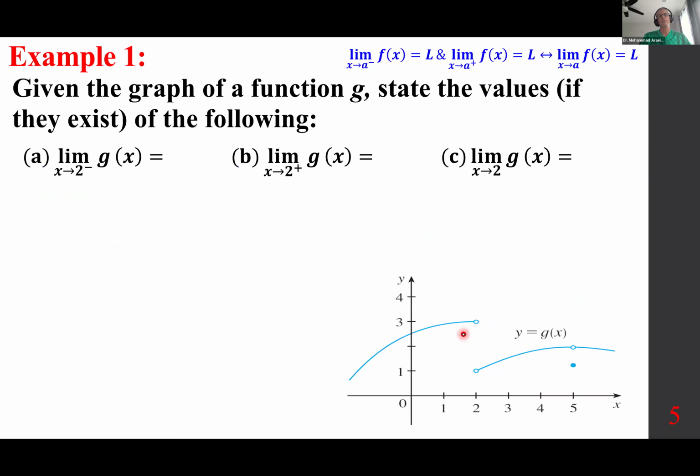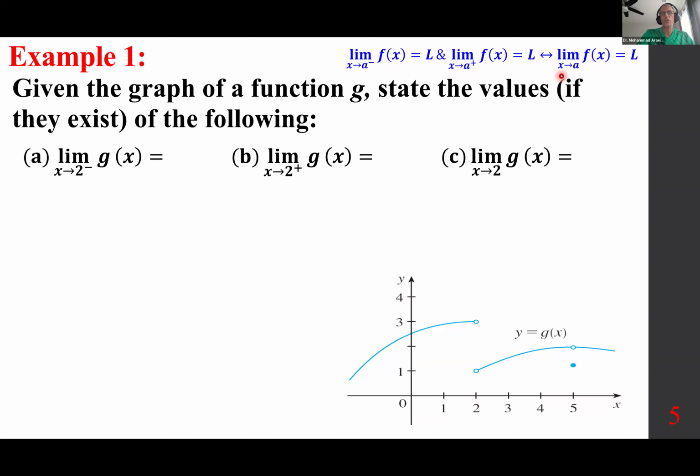And now let's quickly remind everybody of a few things we have seen. So the graph is given. And we are interested in finding the limit of g(x) as x approaches 2. Therefore, we look at one-sided limits, reminding everybody, limit of f(x) as x approaches a from the left equals L, and limit of f(x) as x approaches a from the right is L. Therefore, the limit does exist.